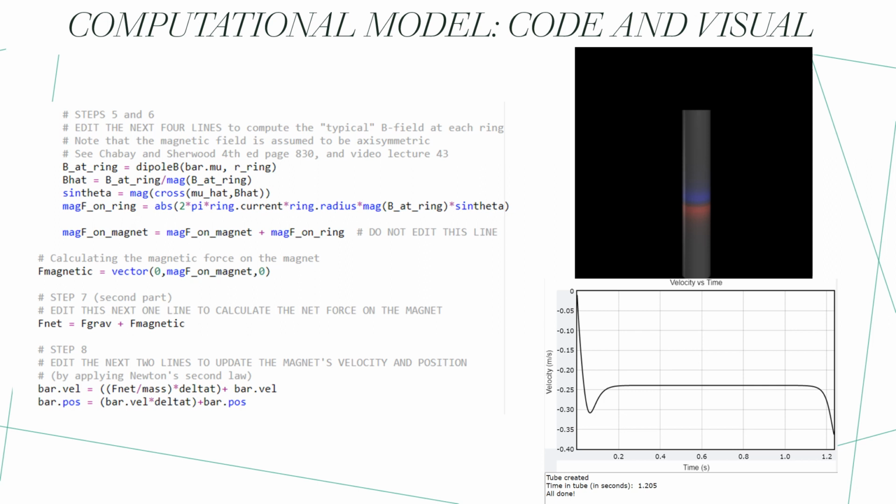So on the right, you can see the ending results of this computational model, which includes both the image of the bar magnet with the two sides of the magnet shown in the north and south poles, as well as the velocity versus time graph, which you can see that the total time in the tube ended up being 1.205 seconds, which was very similar to our experimental result.